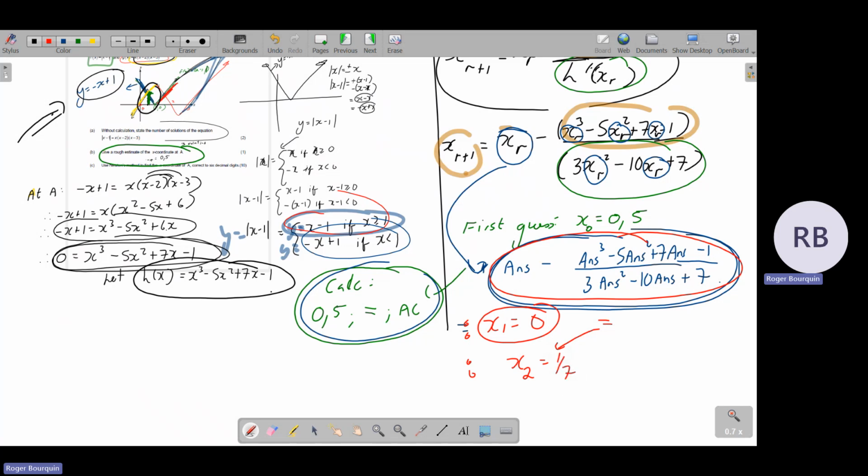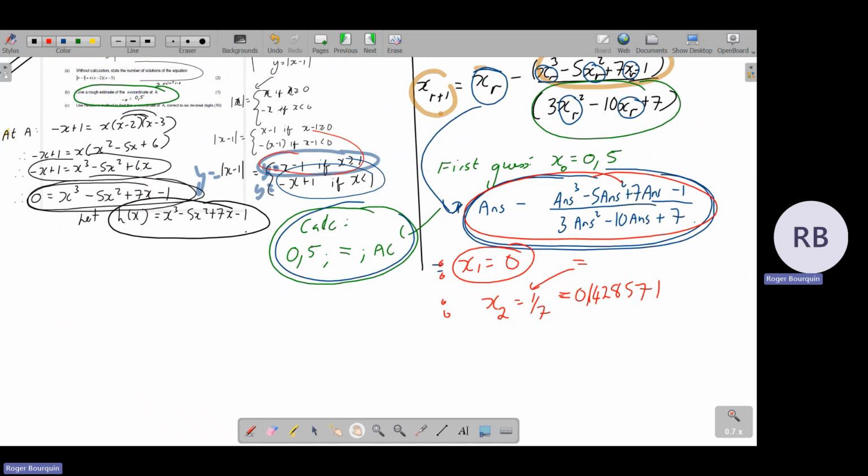Now, the question said they wanted the answer to 6 decimal digits. If you write down x2, you get 0.1428571. If they want 6, I always do it correct to 7 and then round back.